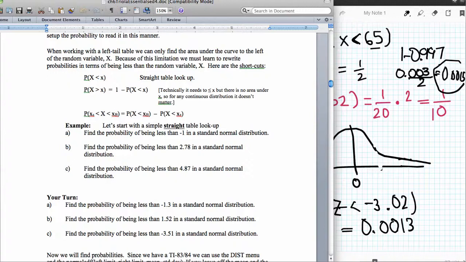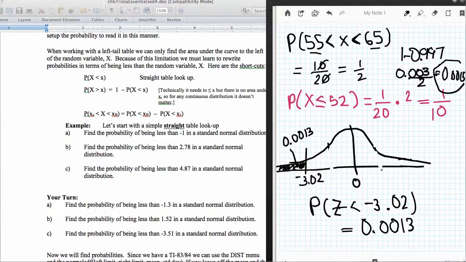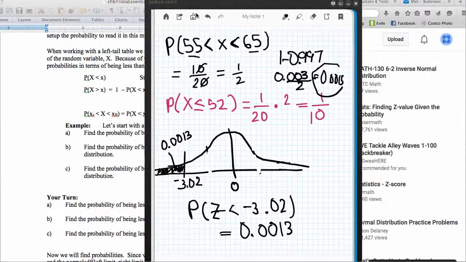And if you have it being greater than an x, you're going to have to find the area in the tail, and subtract it from 1, the area underneath the entire curve. And if you have the probability of being between two values, the small one on the left and the big one on the right, and they're both negative, you take the probability of being less than the big one and subtract the probability of being less than the smaller one. So let's take a look at these 3 examples right here, and we'll move forward from there.